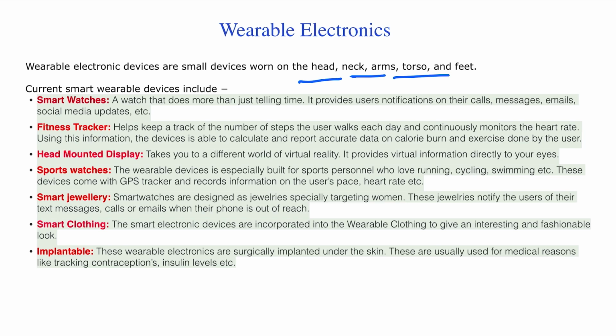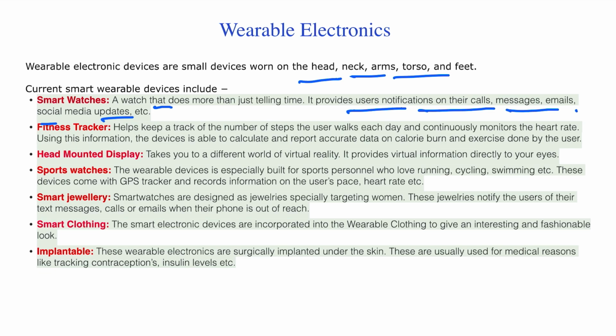So current smart wearable devices include smartwatches, a watch that does more than just telling time. Actually, you have seen a large number of smartwatches now available. It provides user notification on their call, message, email, social media updates. This provides medical notification also, like how much we have run, how much our heartbeat is. So our smartwatch provides those notifications.